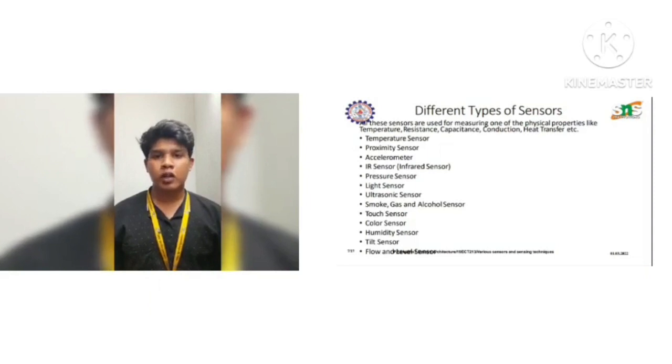Different types of sensors. These sensors are used to measure physical properties like temperature, resistance, capacitance, conductance, heat transfer, etc. They are temperature sensor, proximity sensor, acceleration sensor, IR sensor, touch sensor, smoke sensor, color sensor, humidity sensor, ultrasonic sensor, etc.